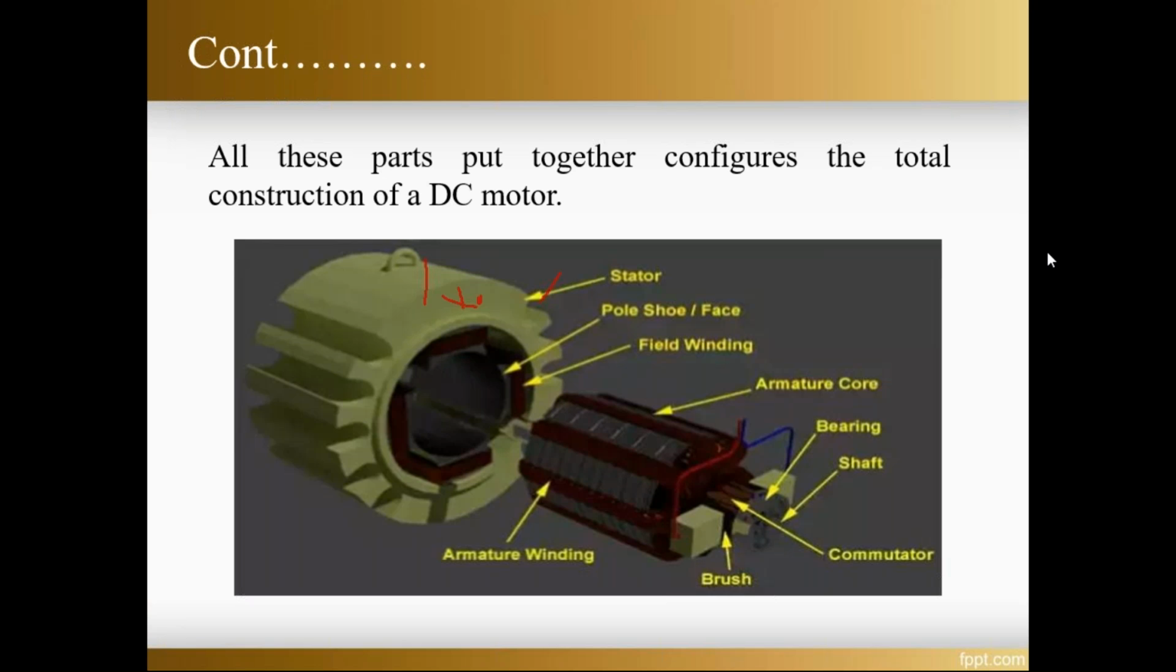What is the advantage of the pole shoe? To spread the flux over a wide area. If you see, a pole looks like this at the start, but at the end of the pole you can see this type of structure. The main reason for this structure is to spread the flux over a wider area.